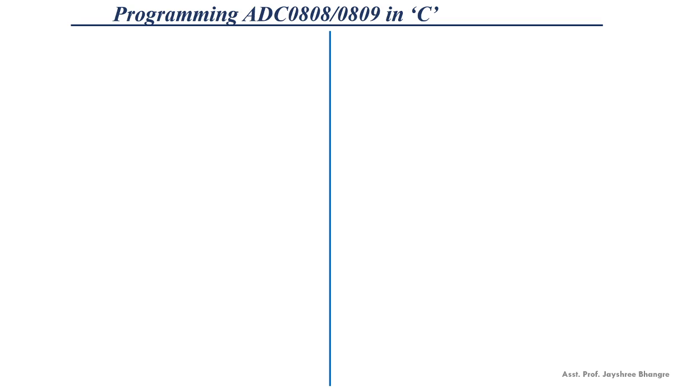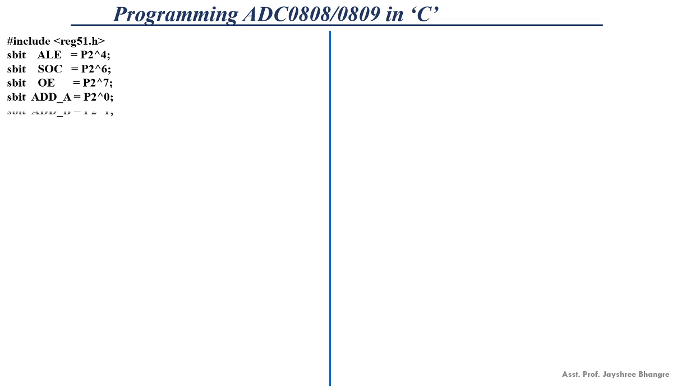So here is the programming in C. Again P2.4 is defined as ALE, P2.6 is defined as SOC, that is start of conversion. P2.7 is defined as the output enable pin. P2.0 pin is defined as address A pin. P2.1 is defined as address B, and P2.2 is defined as address C, and port 1 is defined as my data. So here is our main program.